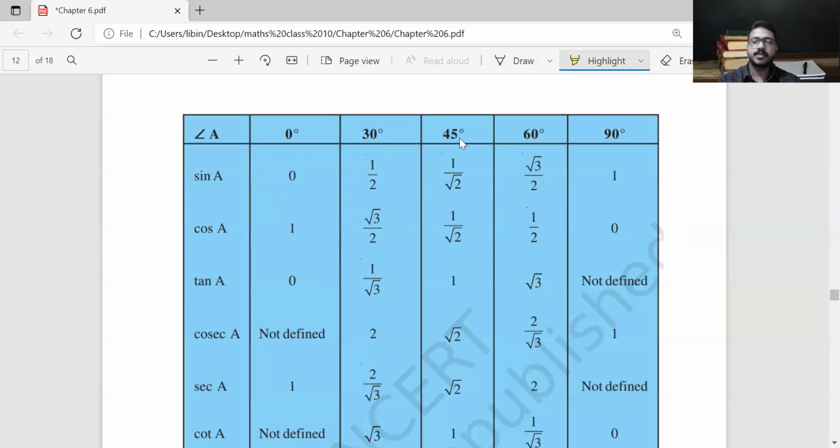And I have told you an easy way of learning it. Even if I ask you the value of sec 30, you can think what is the value of cos 30. Cos 30 will be how much? Root 3 by 2. The reciprocal of cos gives me the value of sec. So sec 30 is 1 divided by cos 30, and cos 30 is root 3 divided by 2. Therefore sec 30 will be 2 by root 3. That's how you can think.